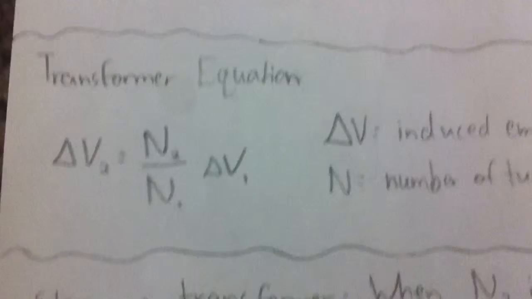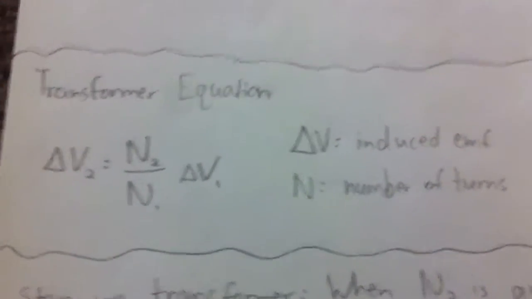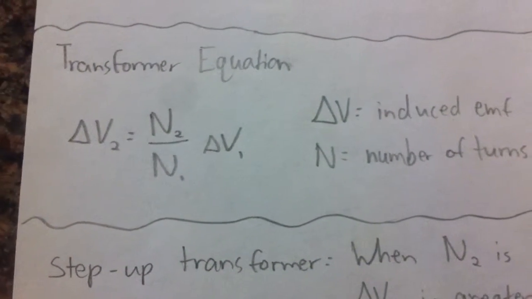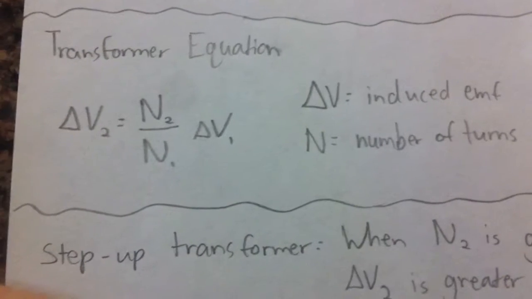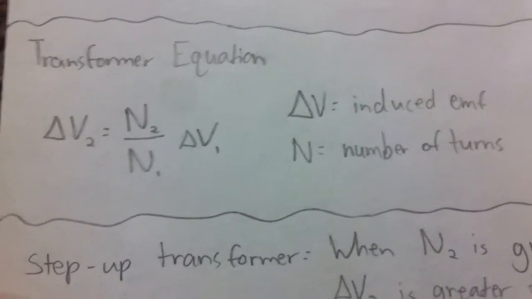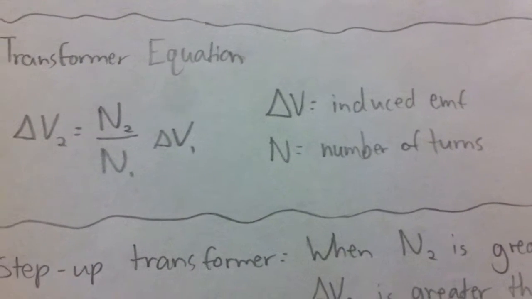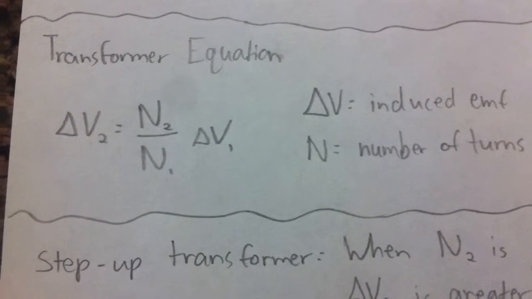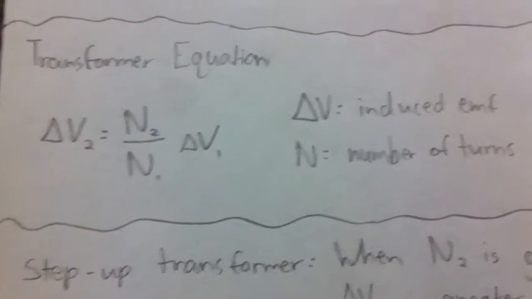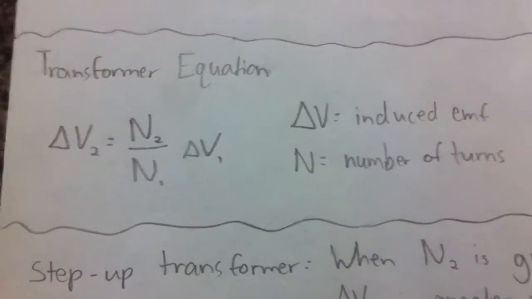So the equation is right here, the transformer equation. What it says is the induced EMF in the secondary equals the number of turns in the secondary divided by the number of turns in the primary multiplied by the induced EMF in the primary.